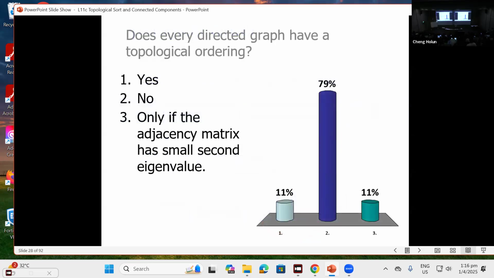Can every directed graph be sorted this way? Very simple question. Can or cannot? Who says can? If you say can, I'll ask you, do you have the chicken first or the egg first? Okay, the answer is it may not.